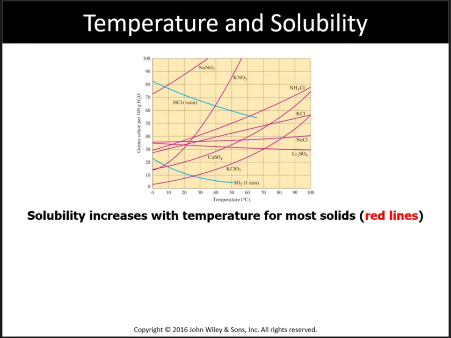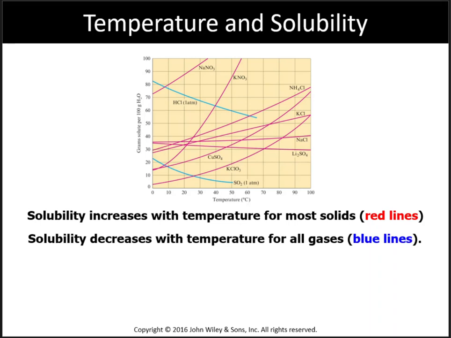Now let's look at some factors that affect the solubility. Temperature is one factor. The solubility of solids increases with the increase in temperature. What this diagram shows you is that the solubility of most solids increases with temperature. The reason is kinetic energy. As the temperature increases, the kinetic energy of the solvent and solute molecules increases, so the solubility goes higher.